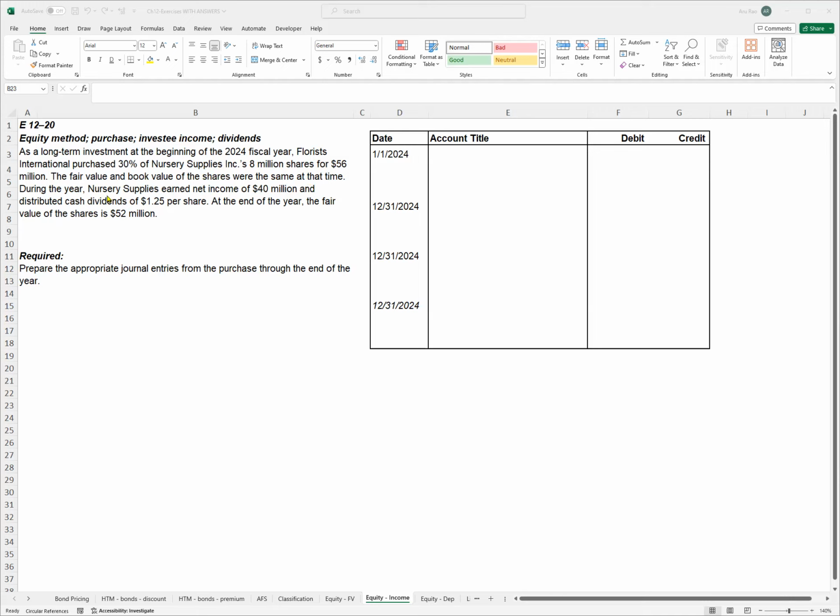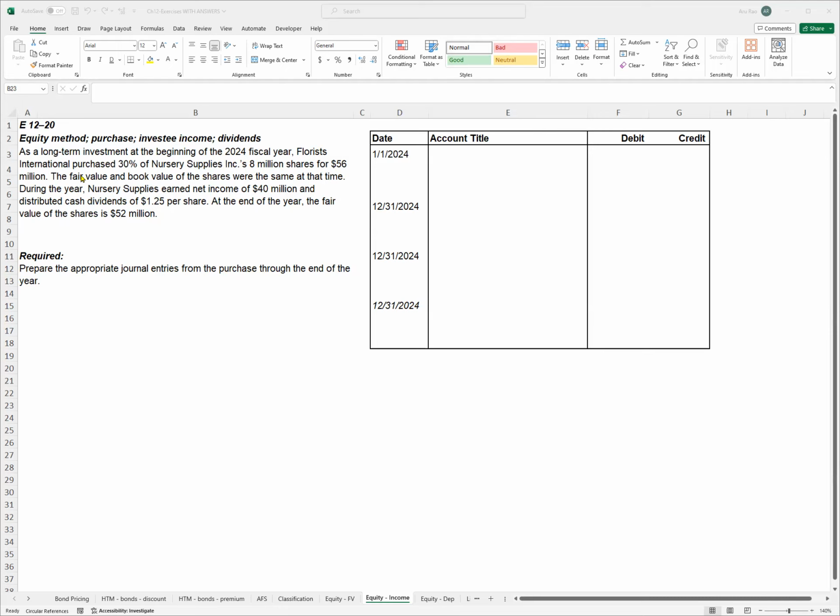During the year, Nursery Supplies earned net income of $40 million and distributed cash dividends of $1.25 per share. That is, to each of their 8 million shares, they gave $1.25 in dividends. At the end of the year, the fair value of the shares is $52 million. That's my investment is down to $52 million. So let's see how we would do the journal entries for each of this piece of information.